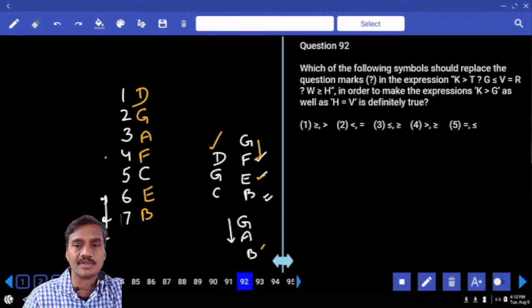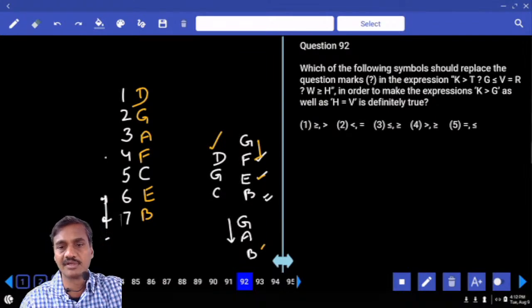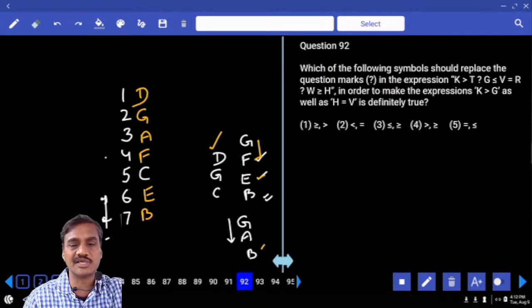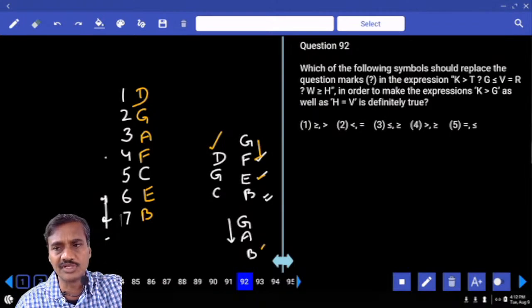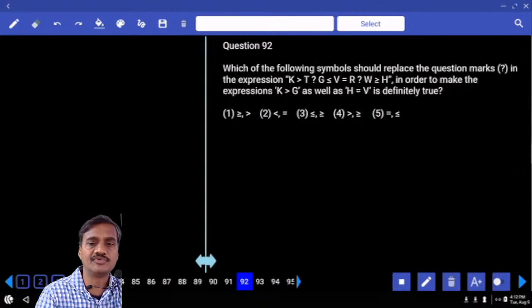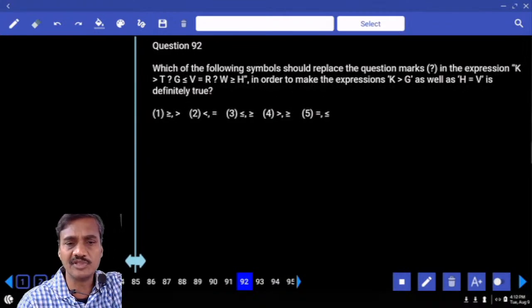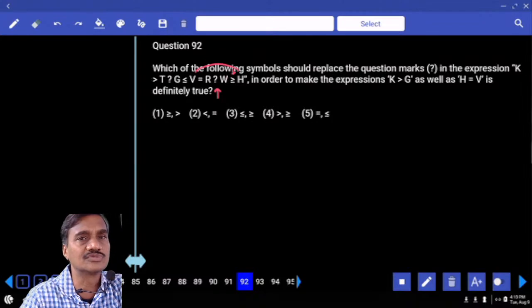And question number 92. Which of the following symbols should replace the question mark in order to make the expression K greater than G as well as H equals to V definitely? H equals to V. No, it cannot be equal. If you replace any symbol at this place, you cannot have equal between V and H, because there is greater than or equals to. Hence we cannot have equals to at all.